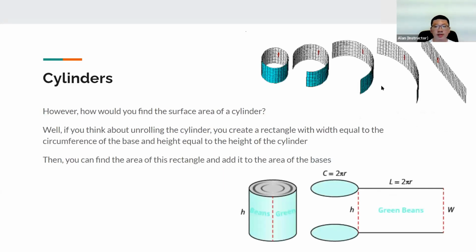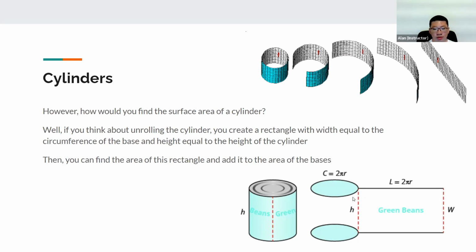And so now we're going to move on to the surface area of cylinders. How would you find the surface area of a cylinder? You can't really add up the area of the sides, like the lateral faces, since it doesn't really have any. So instead you think about unrolling the cylinder, and with that you would create a rectangle with width equal to the circumference of the circular base and height equal to the height of the cylinder. And so you find the area of this rectangle, and then you add it to the area of the bases.